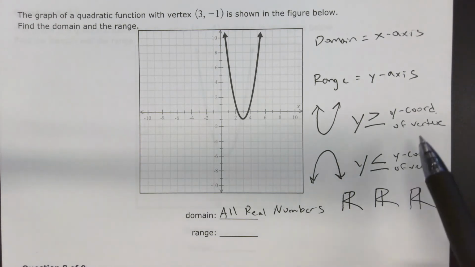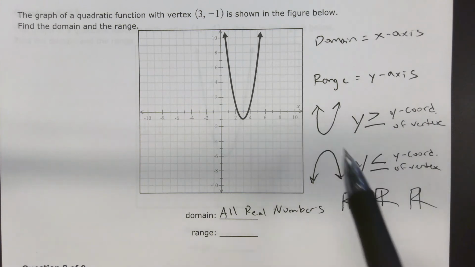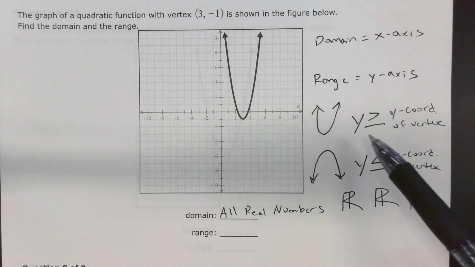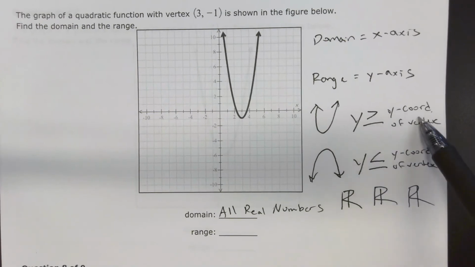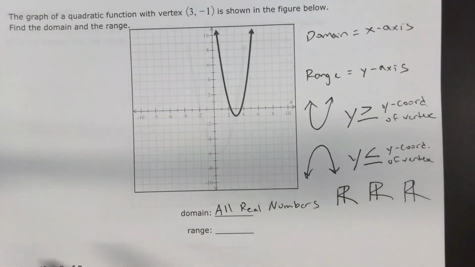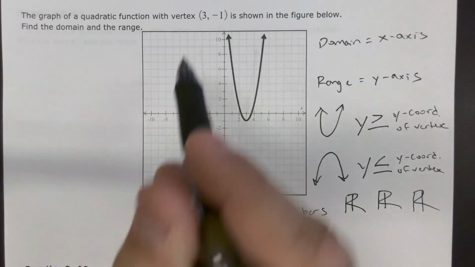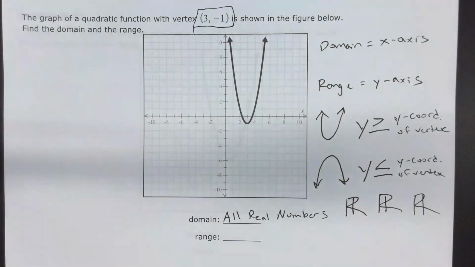So whatever number, it depends on what kind of shape the graph is, whether or not it opens up or down. If it opens up, its y is greater than or equal to the y coordinate of the vertex. If it opens down, its y is less than or equal to the y coordinate of the vertex. Now in this example right here, it tells you the vertex up here, and it will tell you the vertex on your homework today. So your vertex is 3 and -1.